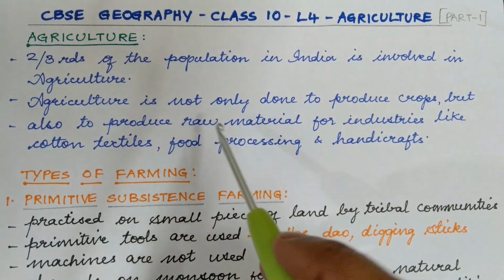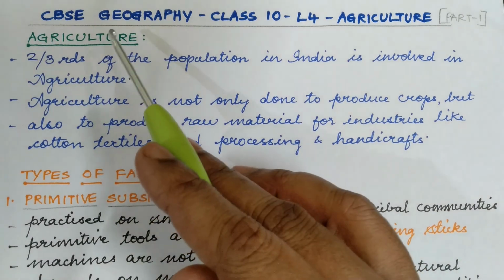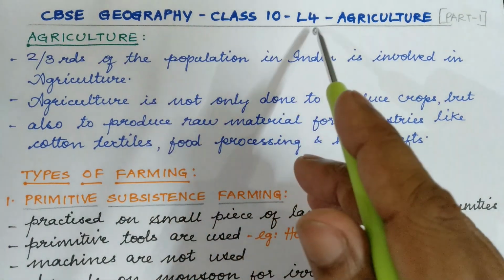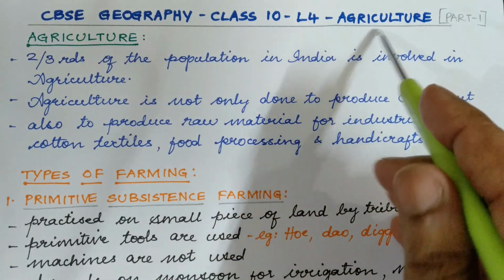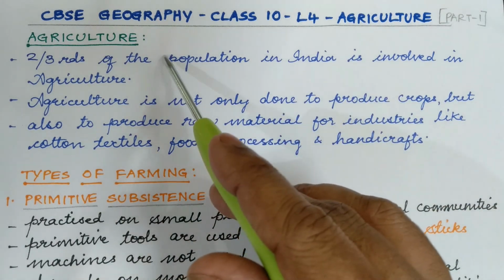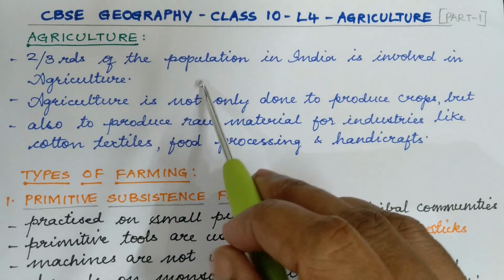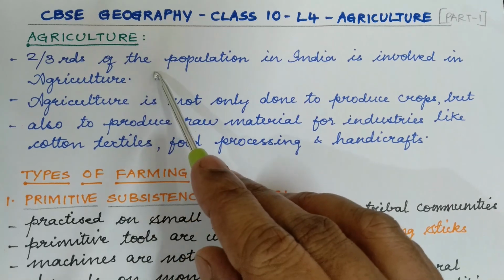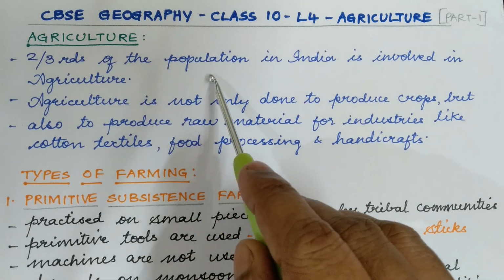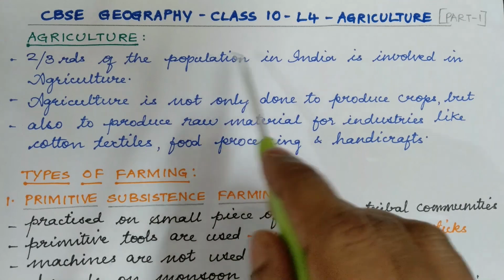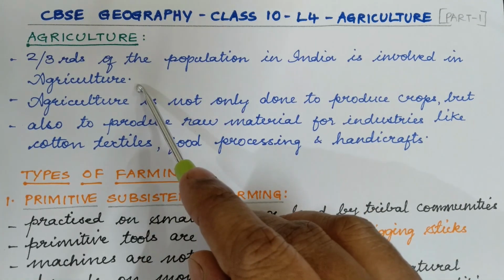Hello, in this session we will be doing CBSE Geography Class 10 Lesson 4 Agriculture. Agriculture occupies two-thirds of the population in India. Two-thirds of the population in India is involved in agriculture.